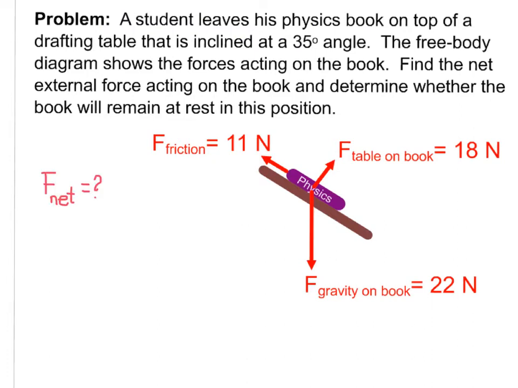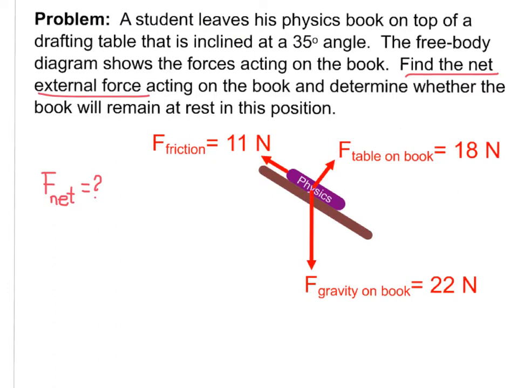First, let's identify our variables, and I'm not going to rewrite these because they're written right here. The force of friction, 11 newtons. This angle, force of the table on the book, 18 newtons, and the force of gravity on the book is 22 newtons. My net external force is unknown, and that's what I would like to find. Find the net external force acting on the book.